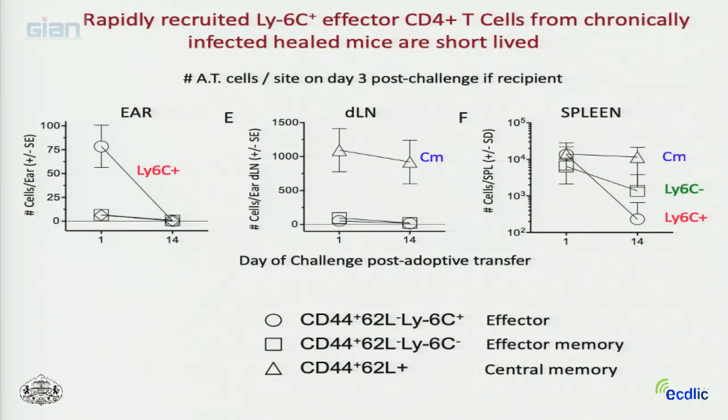So these are the different populations, and we're going to look in the ear just at the recruitment of cells. So this is the critical data set here, because we've already seen this. This is the number of cells recruited to the ear. The effector population, the CD44 positive, LY60 positive, if we challenge 1 day, those effector cells, we see them in the ear, okay?